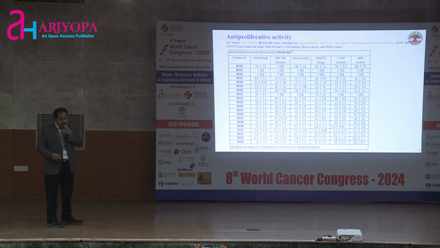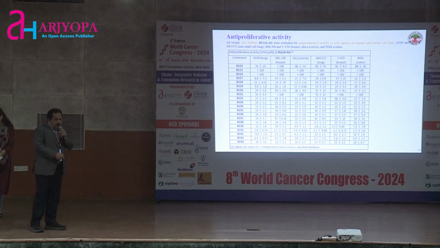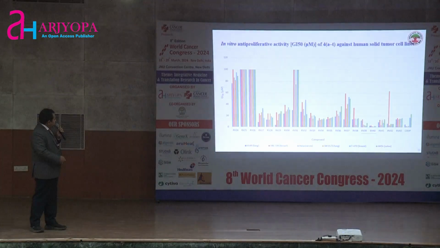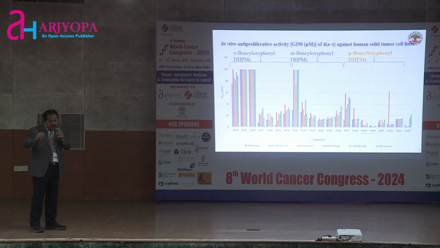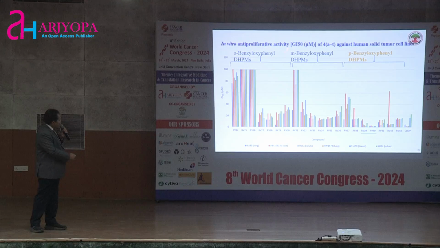Another thing, if I would like to explore this library of monastrol analogs, the anti-proliferative activity of this. Okay, sorry, I'd like to conclude it here. This is the anti-proliferative activity. Just one thing I would like to mention: as a comparison, the functionality of the OH and the functionality of the O and C6H5. This is the last slide I'm talking about, ortho-benzyloxyphenyl dihydropyrimidones, meta position and para position. We identified that if the para position has a benzyloxy, then it shows wonderful activity with respect to these 2 important molecules.